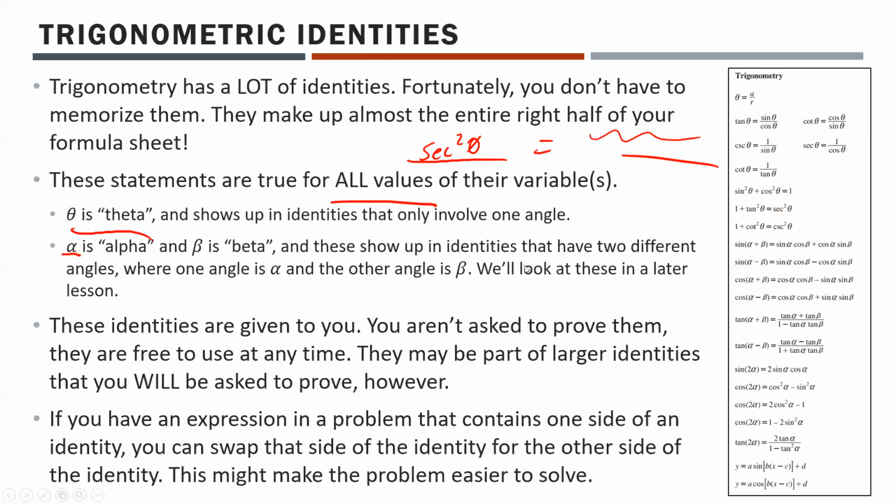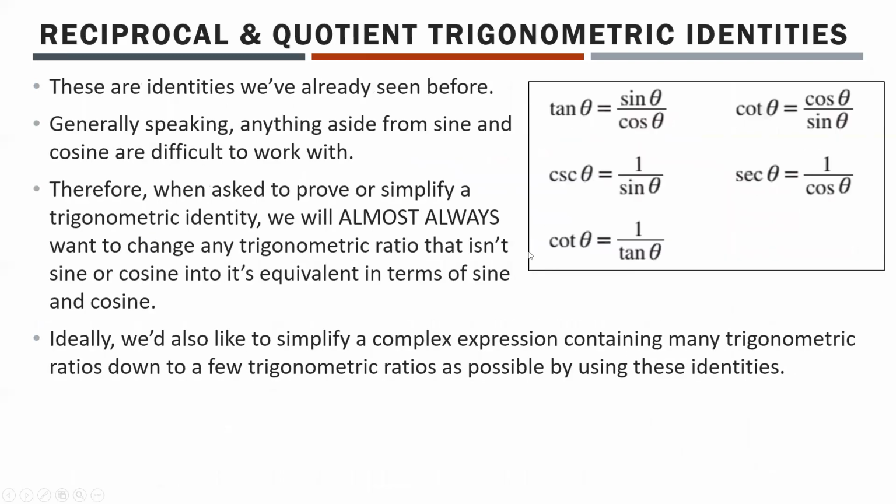All right, I know I've rambled about that, but it was important to talk about it. So what we're getting into today are the reciprocal and quotient trigonometric identities. You don't have to worry about the names of them. You just have to know that they exist. All of these identities, these reciprocal and quotient ones, are ones we've actually seen before. This is nothing new to us. We've actually worked with these identities before, and you just didn't know that they were identities.